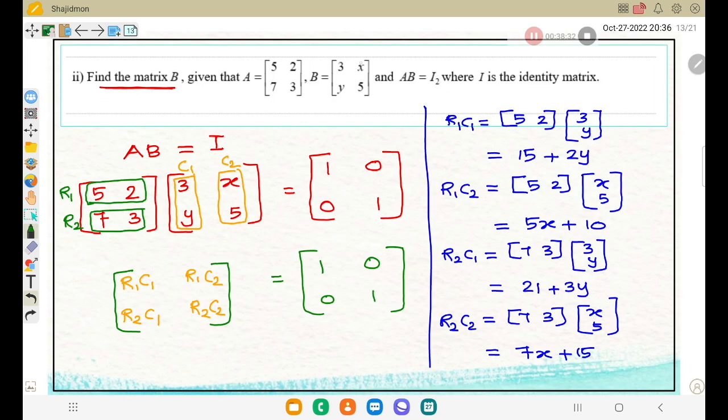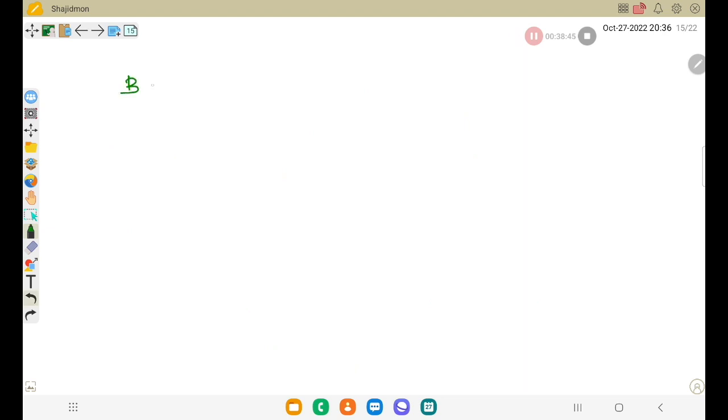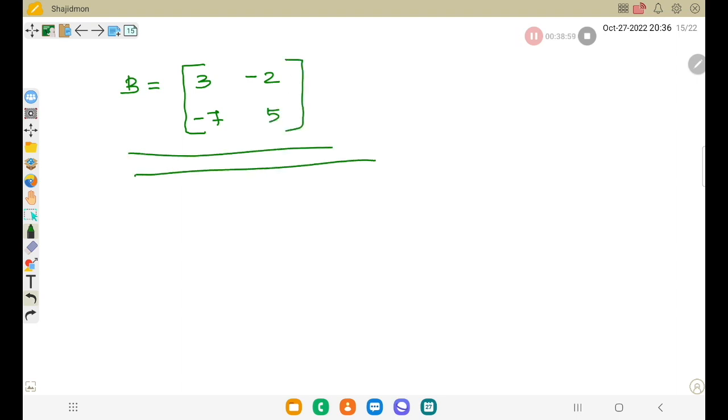Now you can write what is the B matrix, correct? The B matrix we can now write, that is what our question is. 3, x, y, 5. The x number we got, the y number we got now. Now I am going to write the B matrix. B matrix equals 3, x number we got, minus 2, y number we got, minus 7, and 5. So this is what our question asked us to do. What is the B matrix? Hope you understood this question.